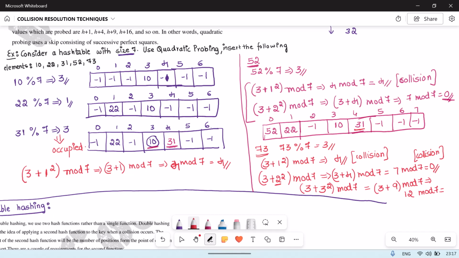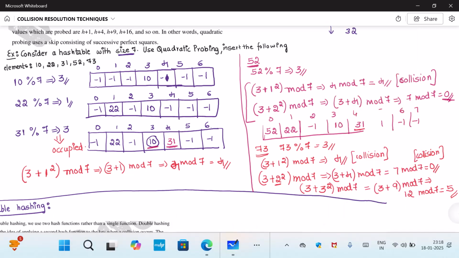12 mod 7, 3 plus 9, mod 7 is 5. So at the fifth position, you can place the value. Okay, it is sort of stuck. Just a second. Let me try to figure out.